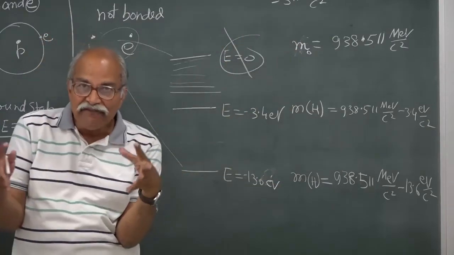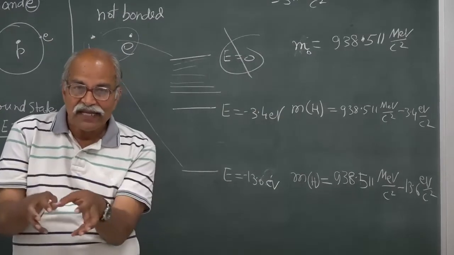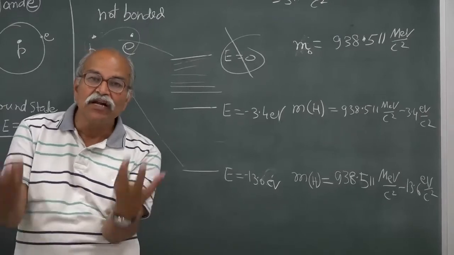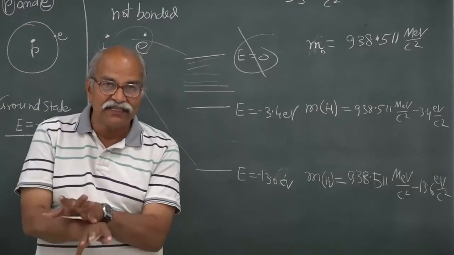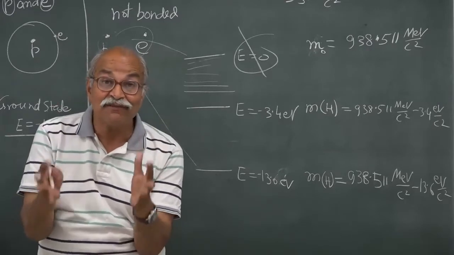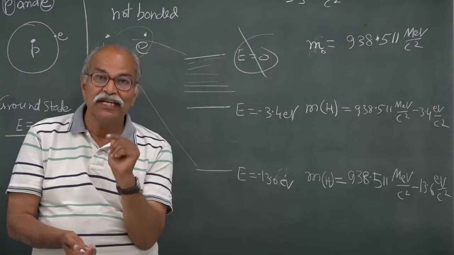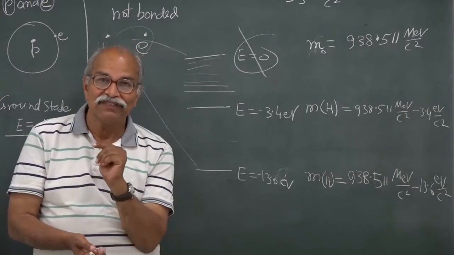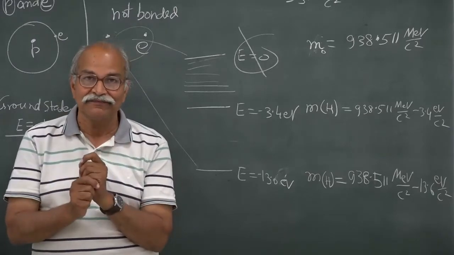So, if you have a composite particle which is made of subparts, and these subparts can move internally and interact with each other, then the rest mass of that composite particle will not be equal to the sum of rest masses of the constituent particles.